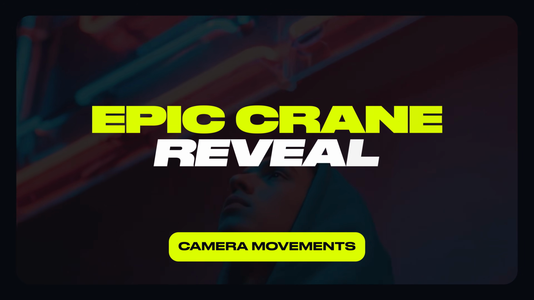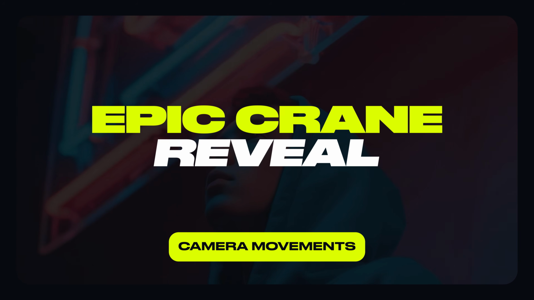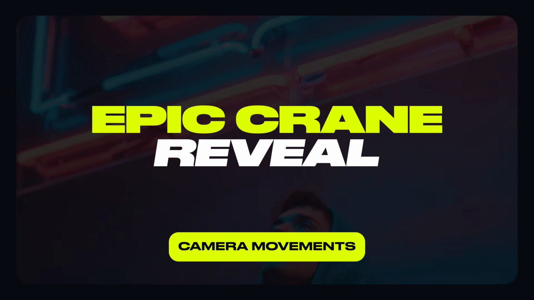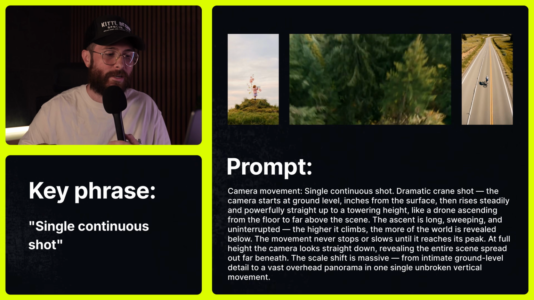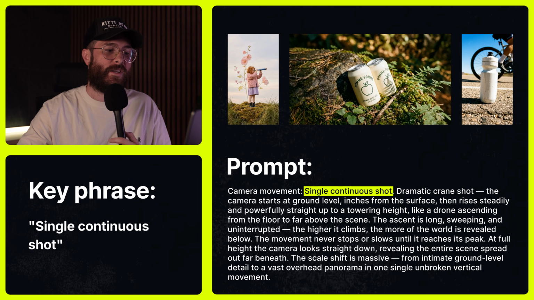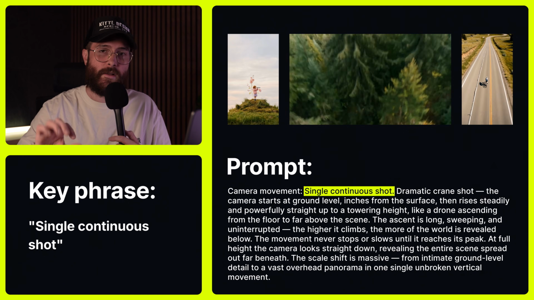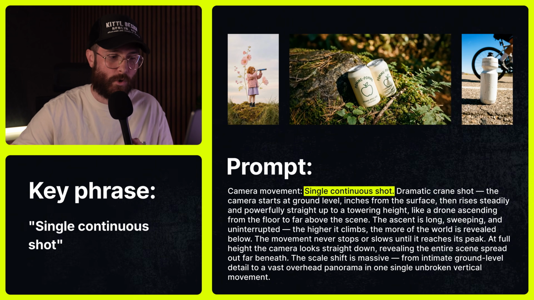All right, the fourth technique is the epic crane reveal. And honestly, this one may be the most dramatic on the list, but it's pretty epic and it looks really cool, hence the name epic crane reveal. So there are a few things you're going to want to make sure you always include. Of course, you can always just copy the prompt, but if you want to make your own, make sure you put in single continuous shot first. You want to say that first. It tells the AI that we're going to have an unbroken movement.